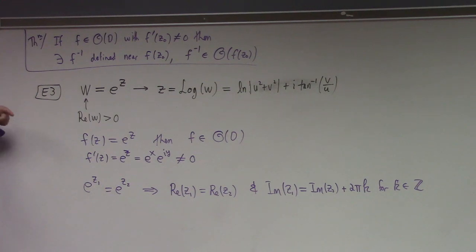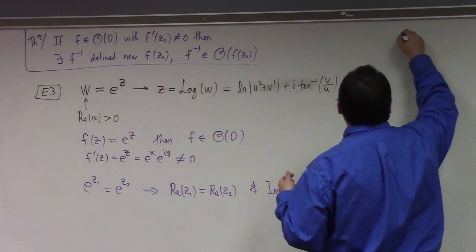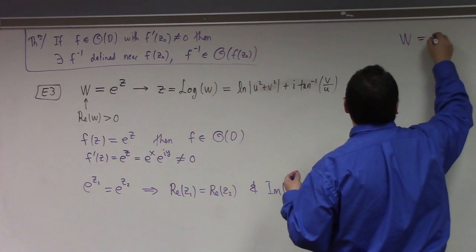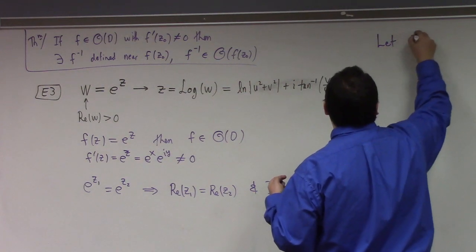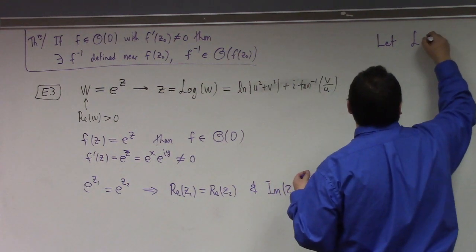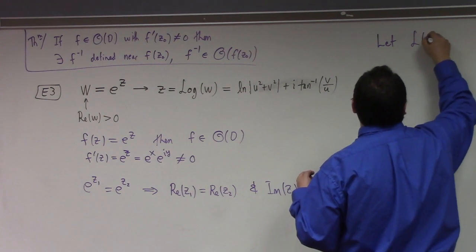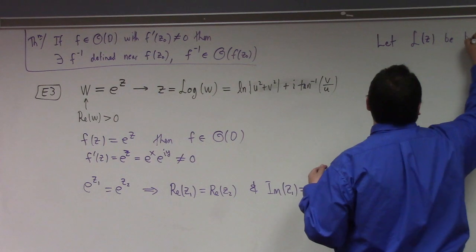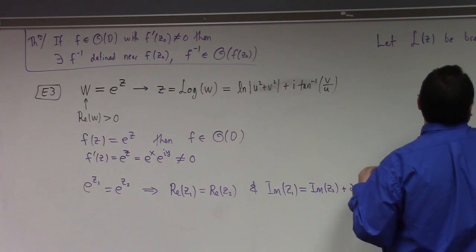So how do I know the derivative of the exponential is 1 over z? All right, excuse me, the logarithm. Well, here's the calculation. Let me say it this way. We let L of z be a branch of little log z, right?